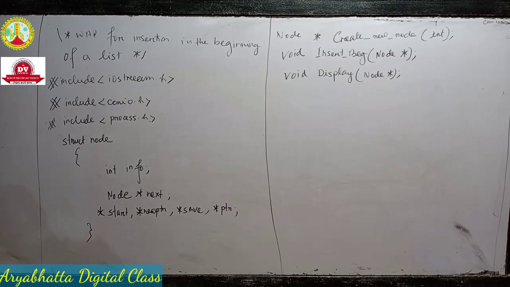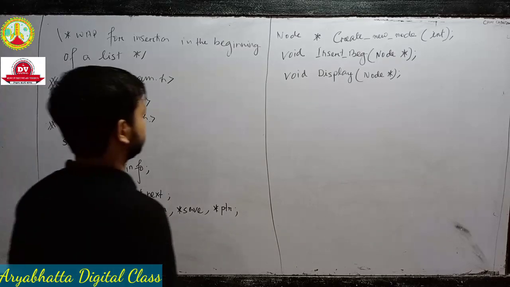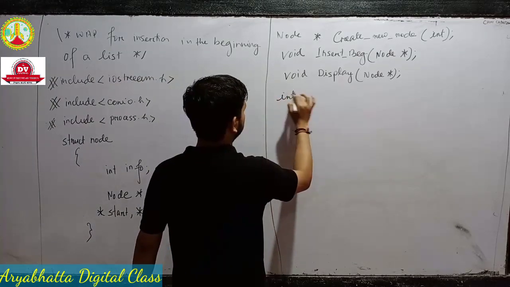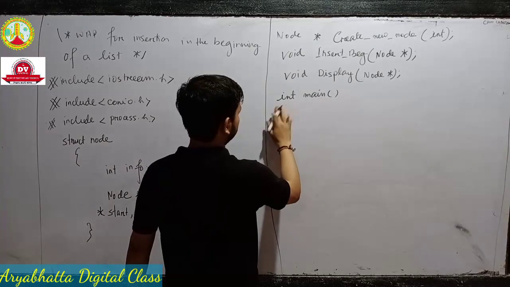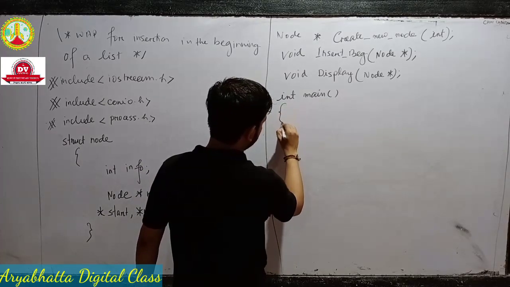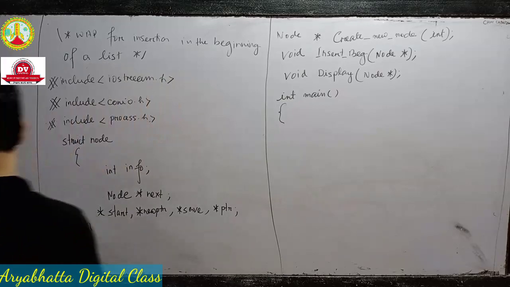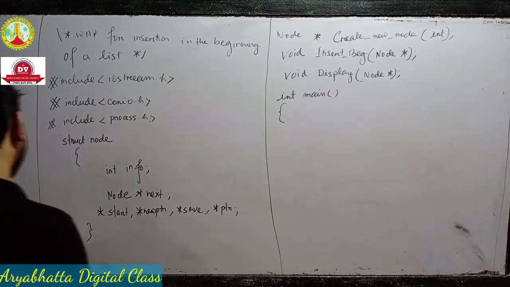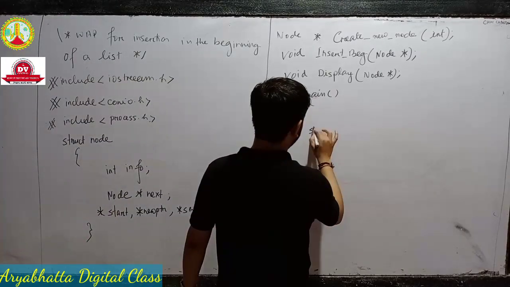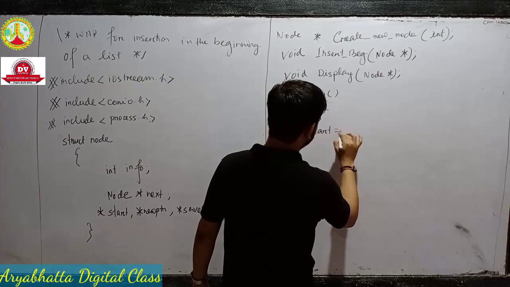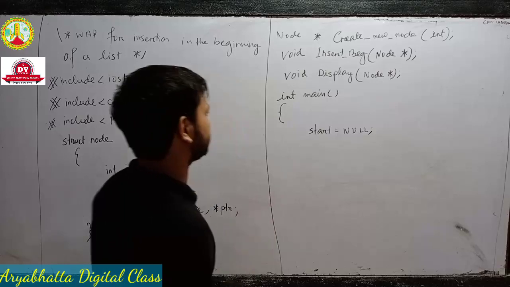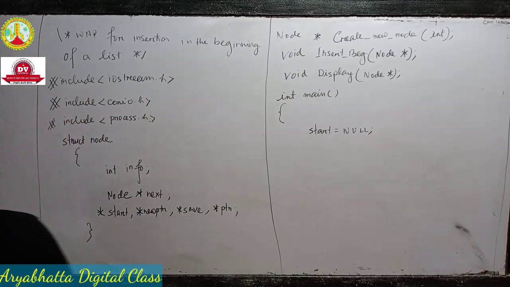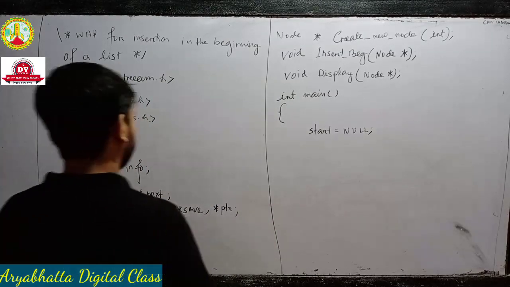Okay, now we define the main function, int main. First of all we declare an empty list: suppose start is equal to null. If you understood the algorithm, then you easily understand this program. The algorithm is the parent of this program.